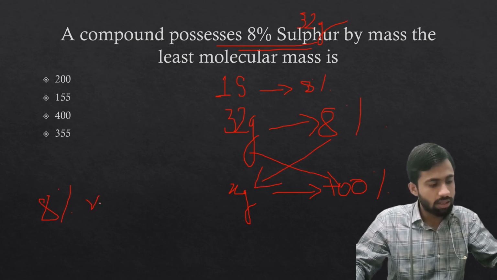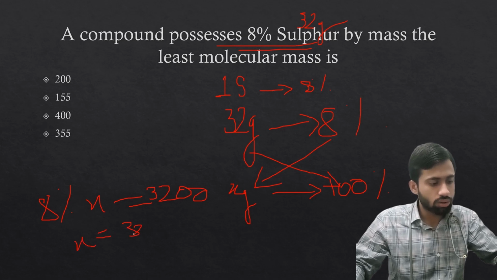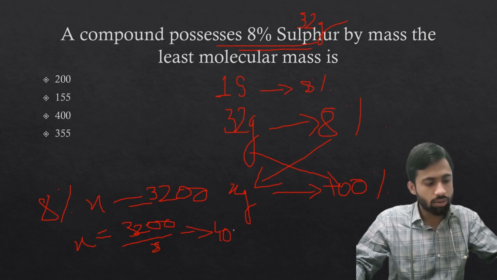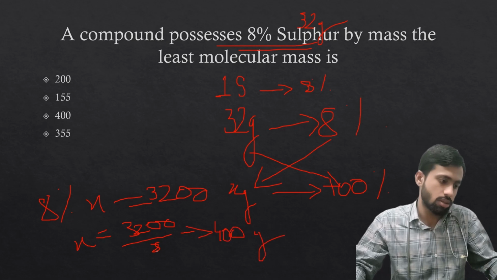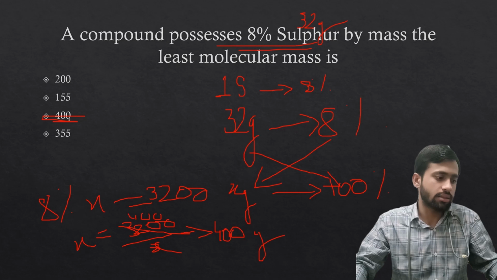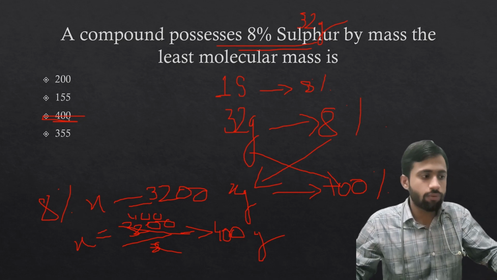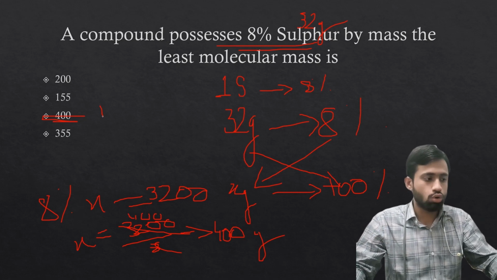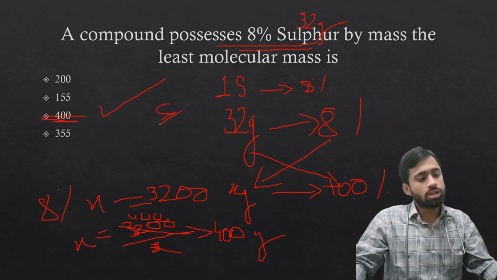8% multiplied by x is equal to 100 multiplied by 32, that is 3200. Okay, x is equal to 3200 by 8, that makes, if you cancel it out, 400 grams. 8 ones are 8, 8 fours are 32, then 0, then 0. So 400 is our right answer. This was a good question if you see it very closely. So Charlie is the right answer.